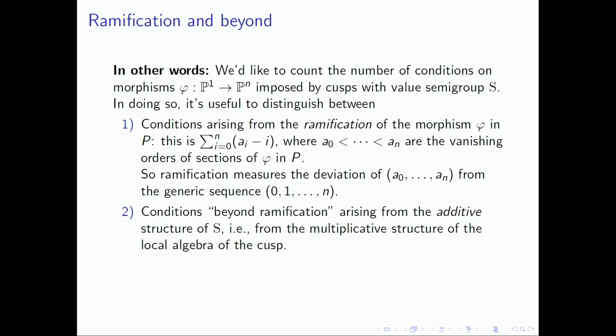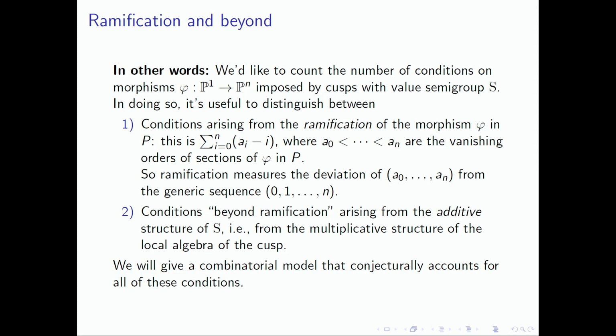It's the conditions beyond ramification that arise from the additive structure of the semigroup, or equivalently from the multiplicative structure of the local algebra of the cusp, that are going to be a bit more subtle, and where the combinatorics is going to be quite interesting, I think. I'll try to give you a combinatorial model that, at least conjecturally and provably in the two particular situations that I described before, namely the hyperelliptic situation and the supersymmetric situation, should account for these conditions beyond ramification.